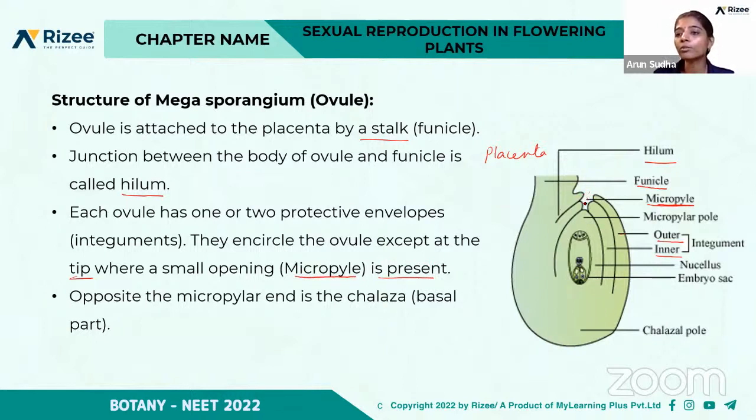And opposite to the micropylar end, the end where the micropyle is present is called the micropylar end. So opposite to this micropylar end, this is the opposite end. It is called the chalaza or chalazal pore. So opposite to the micropylar end is the chalaza, which is the basal part. So these are the different parts of the ovule.